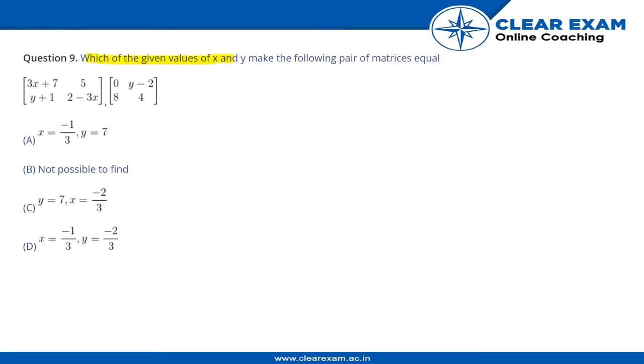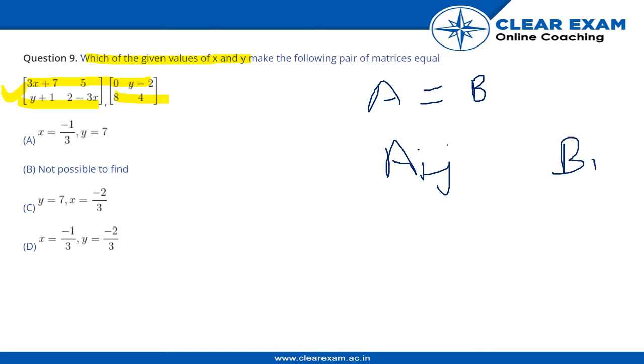Which of the given values of x and y make this pair of matrices equal? We have two matrices. The first one is this and the second one is this. So the property that we apply here is that if two matrices are equal, let me write it for you. If two matrices are equal, then their corresponding elements denoted by Aij and Bij must be equal.